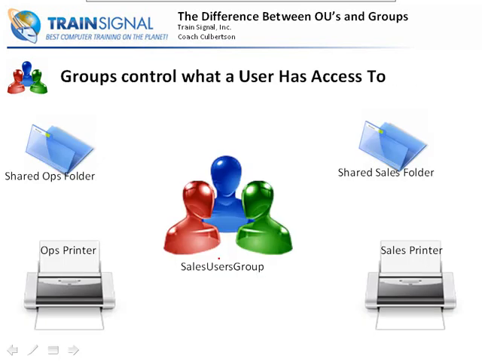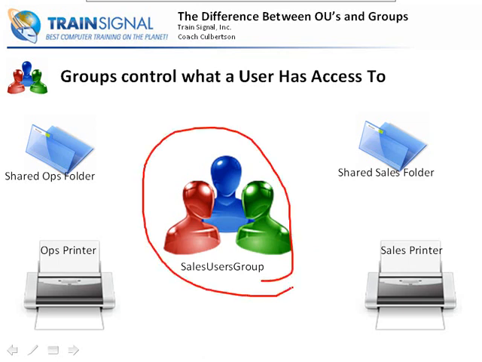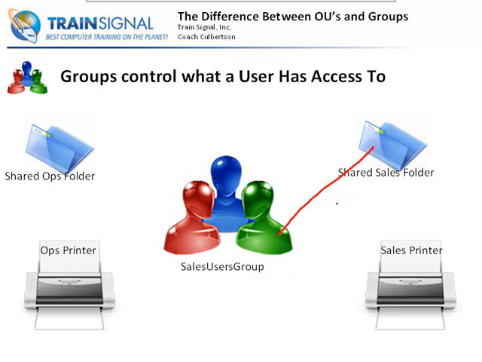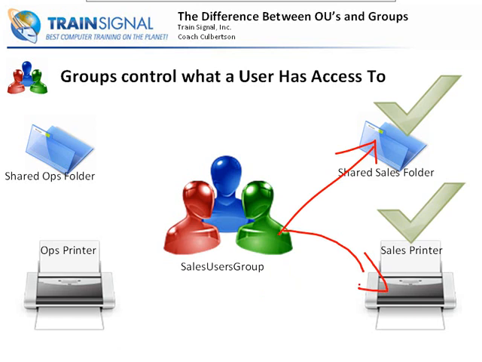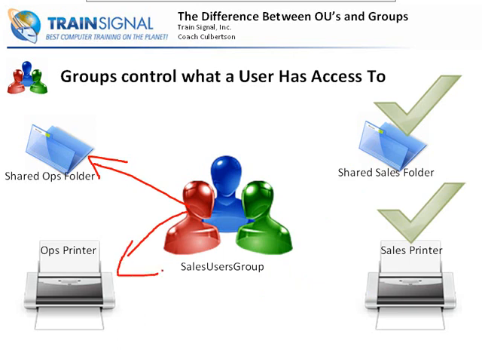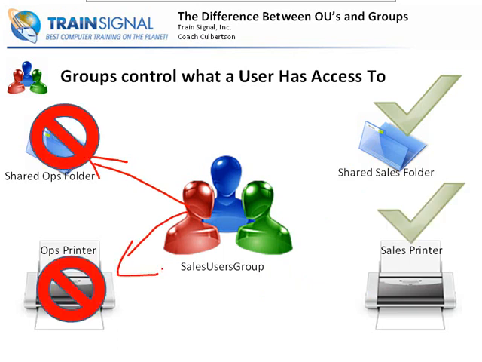Let's talk about a group now. I want to really bring this home to you because I really want you to understand the difference between the two. A group controls what a user has access to. So let's talk about shared folders and printers on a network now. If we have users that are part of the sales users group, we can say, all right, you guys get access to this shared sales folder and you can get access to this sales printer. All right, that's fantastic. But if you tried to get access to this shared operations folder or to the operations department printer, we can say no way. This way we can control which resources our groups of users have access to.